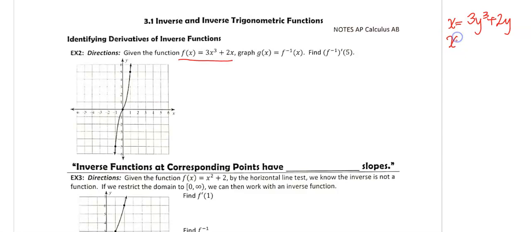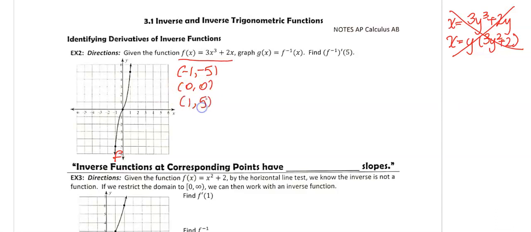If we factor out a y, we still have y within the parentheses, and we can't get that by itself. So this will not work. So one thing I'm going to start with is, let's go back old school. So let's take our ordered pairs for our function, and that is -1, -5, 0, 0, and 1, positive 5.